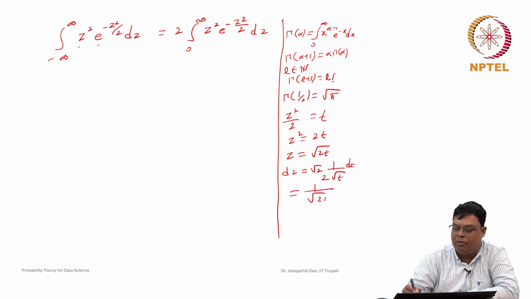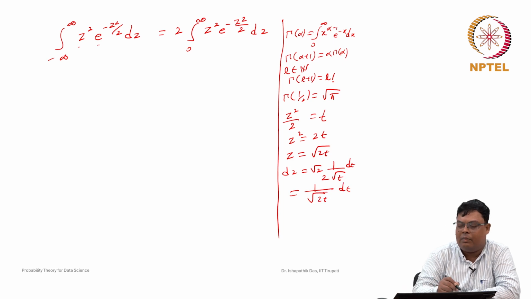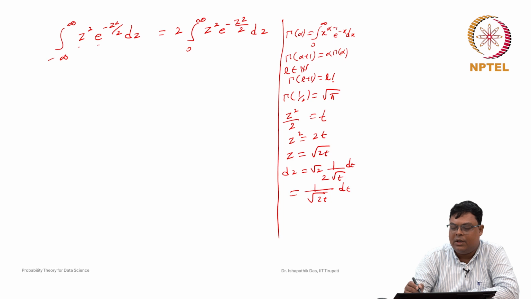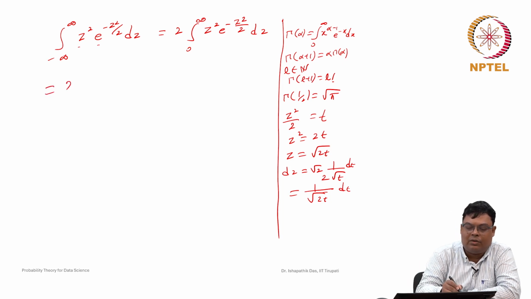So, this is 1 by root 2t and this is dt. I think this is fine. Now, we will substitute, and the limits do not change: z goes to 0, t goes to 0; z goes to infinity, t goes to infinity. So, this is 2 into integral 0 to infinity.